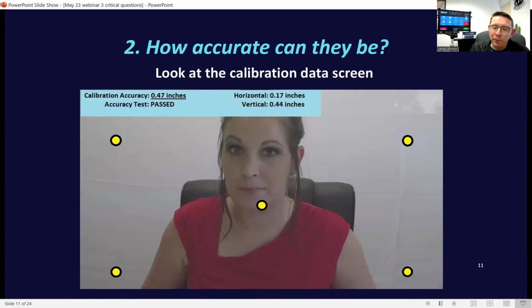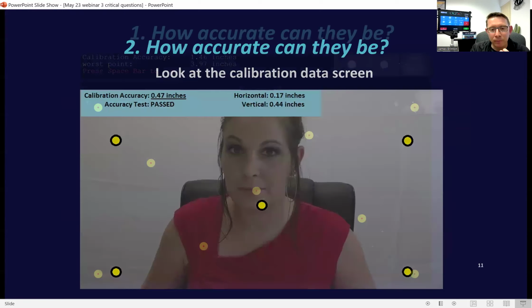Moving on to question 2. Once their eyes are being tracked, how accurate can they be? How accurately can we get them to calibrate? This is a sample screen of our simple calibration, so there are 5 points to look at. It gives you a visual on the screen as well as a splash of numeric and text data at the top once they're done with calibration. Let's dive into what this might look like on any given person.